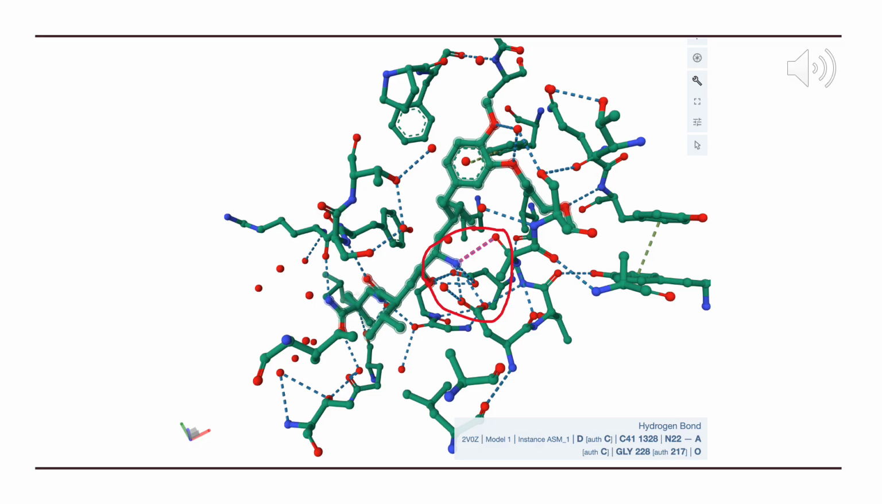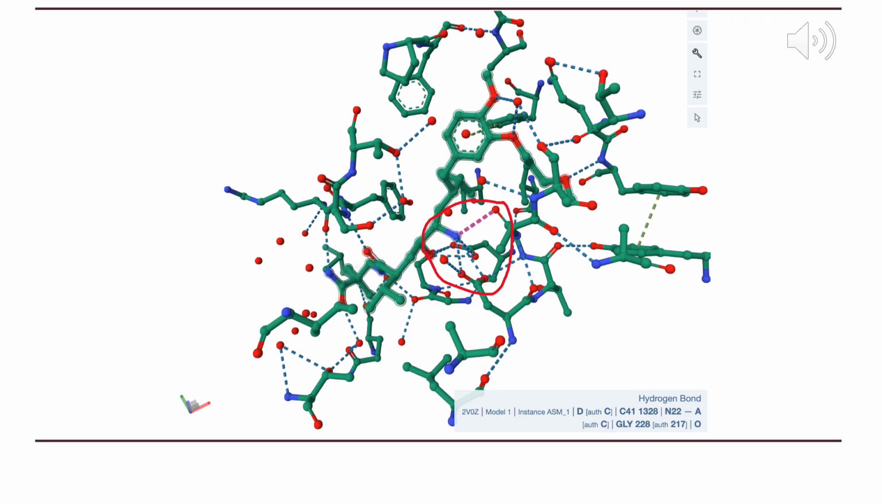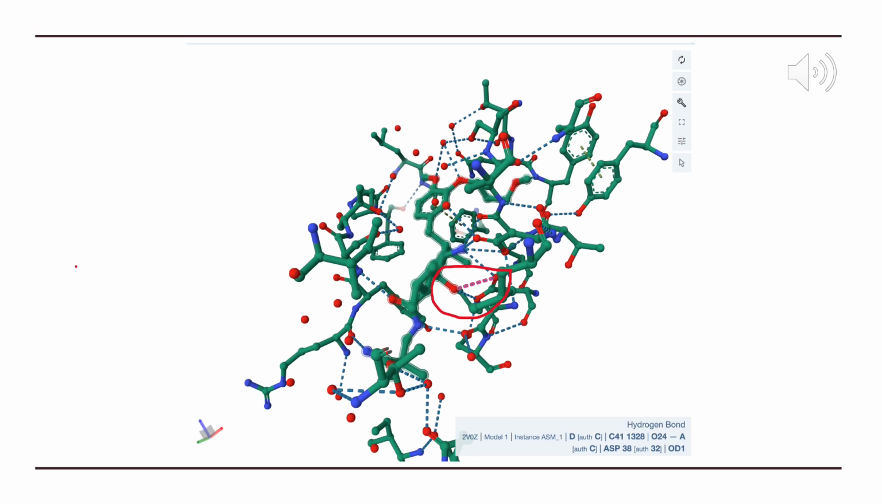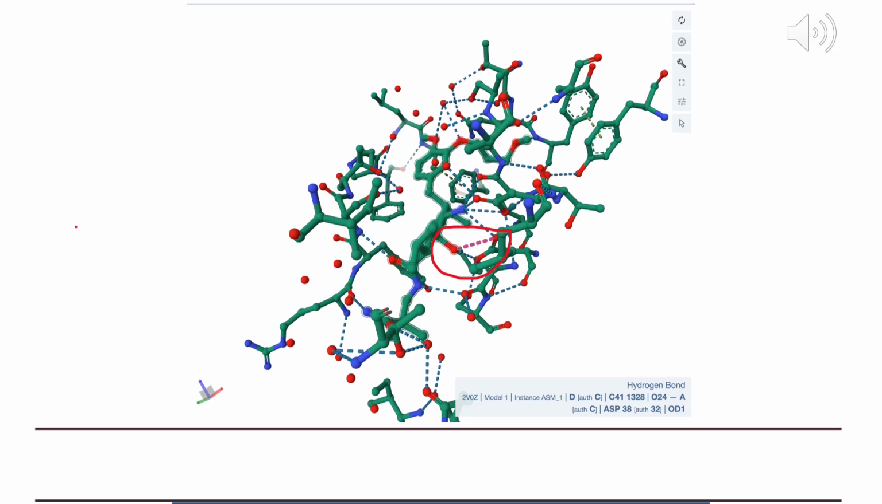Next is the primary amine that's hydrogen bonding with the nearby glycine residue, as well as asparagine within the binding pocket. Adjacent is the secondary alcohol that participates in hydrogen bonding with the asparagine residue in the binding pocket.